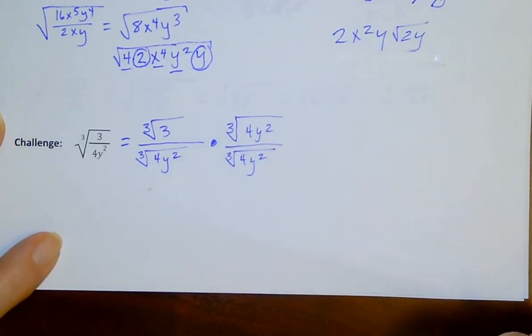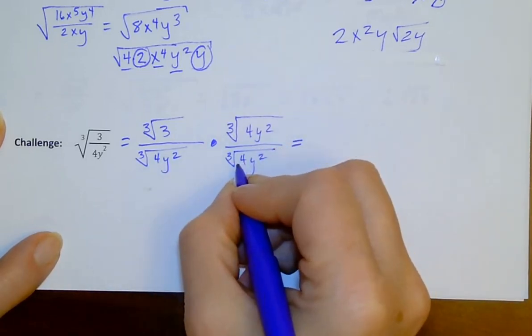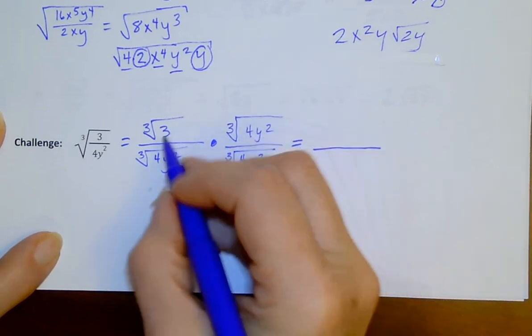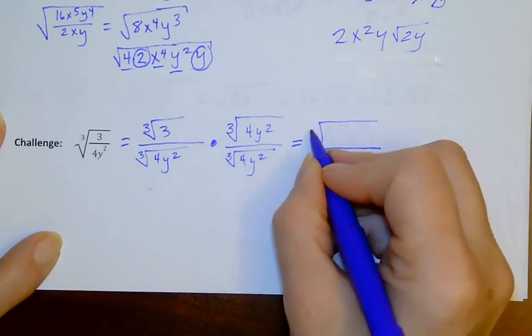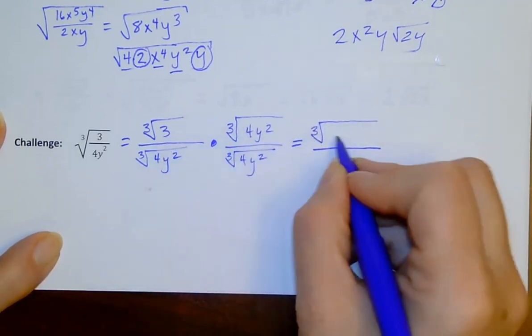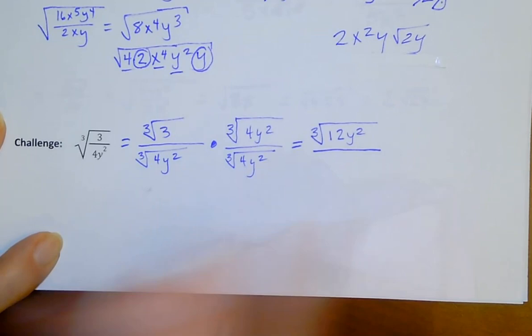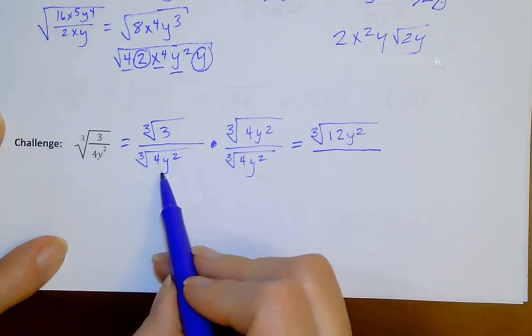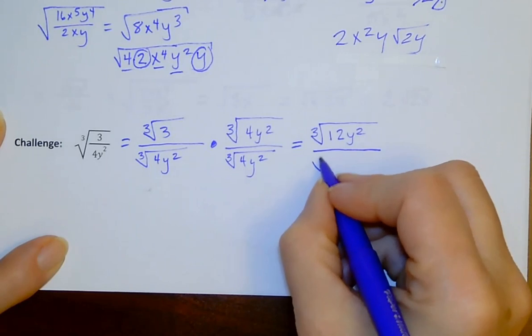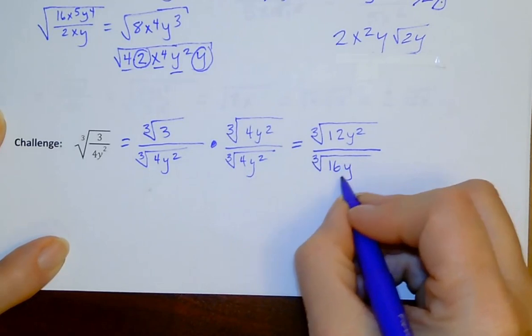Try this yourself. Okay, and so I know in the denominator, well, I suppose I'll do the numerator first since that's what I did everywhere else. Cube root of 3 times cube root of all of that. I'm going to combine it under the same house. So cube root of 3 times 4 is 12 there, y squared. My denominator, the cube root of 4y squared times the cube root of 4y squared is the cube root of 4 times 4 is 16. Y squared times y squared is y to the 4th.